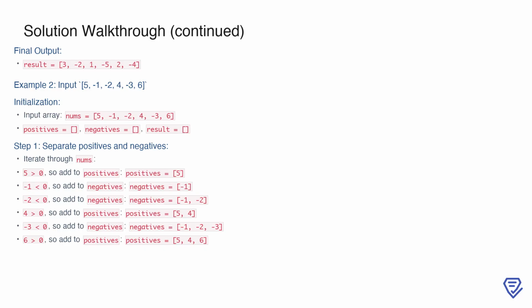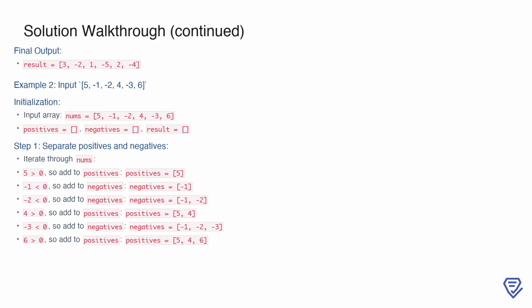At the end of this process, the rearranged array is 3, -2, 1, -5, 2, -4. This output satisfies the requirement that each positive number is followed by a negative number, and the relative order of the positive and negative numbers from the input is preserved.